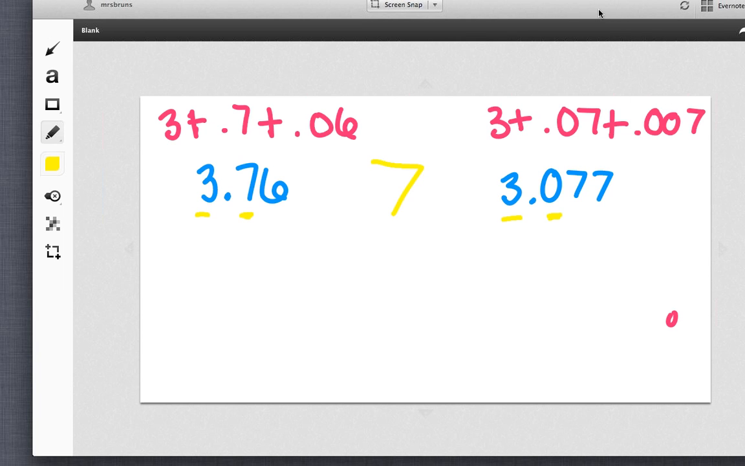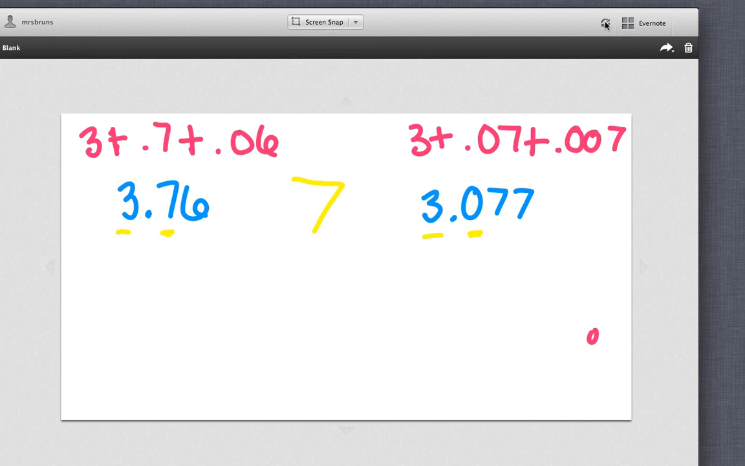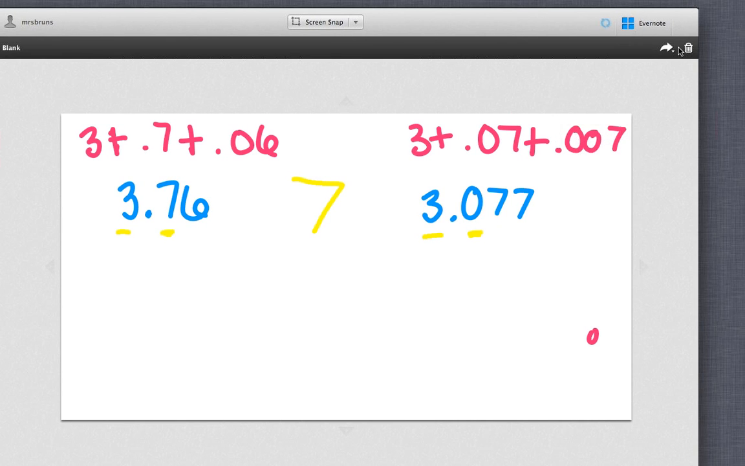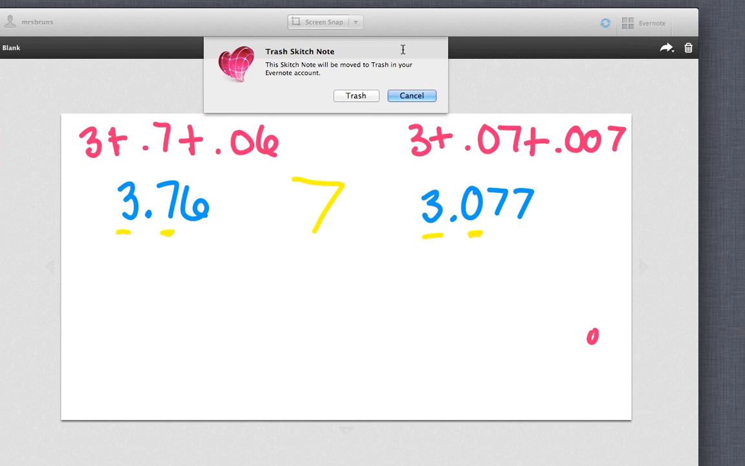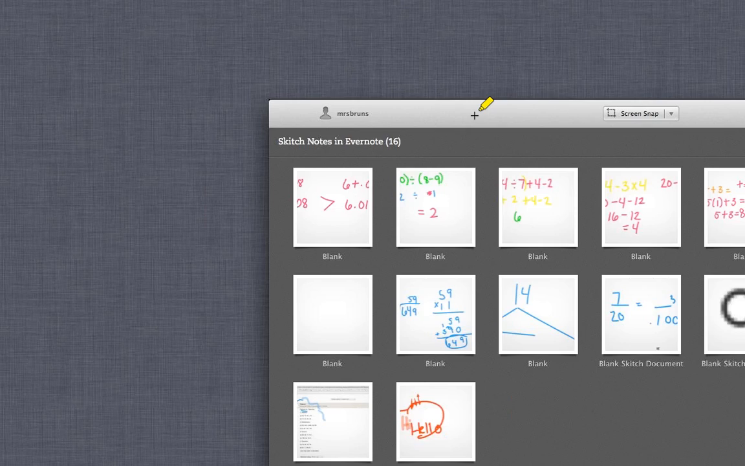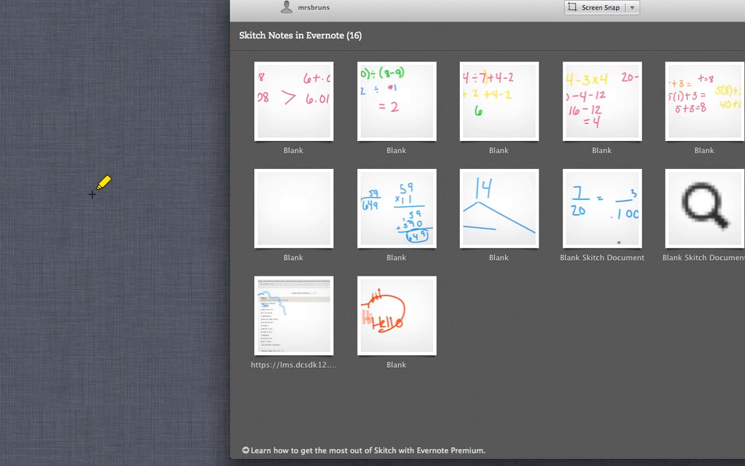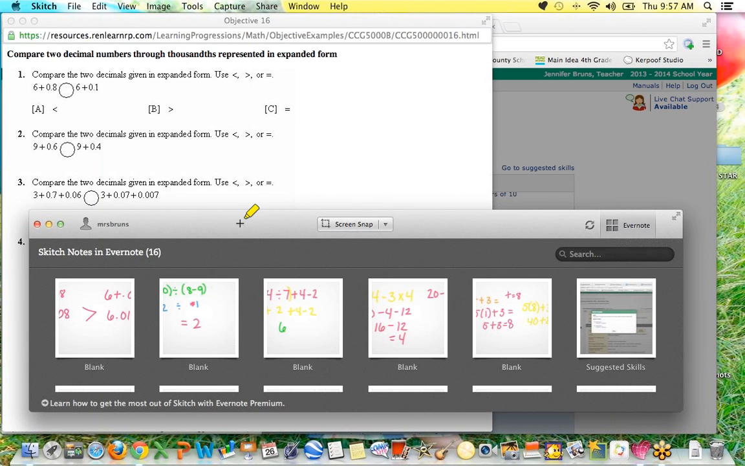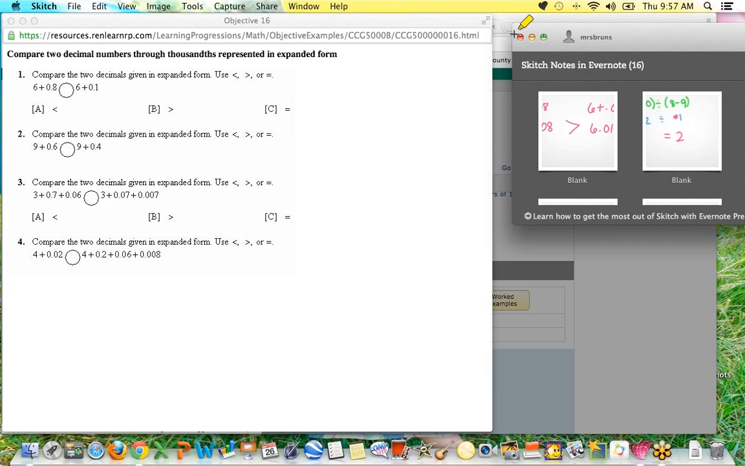Whoa, I'm getting my spinning wheel. Sorry, I'm just trying to get this to go away. Go away, Sketch. Okay. Oh, I love this. There we go. I wanted my screen to come back and I wanted Sketch to kind of fade away into the distance. All right, here we go.